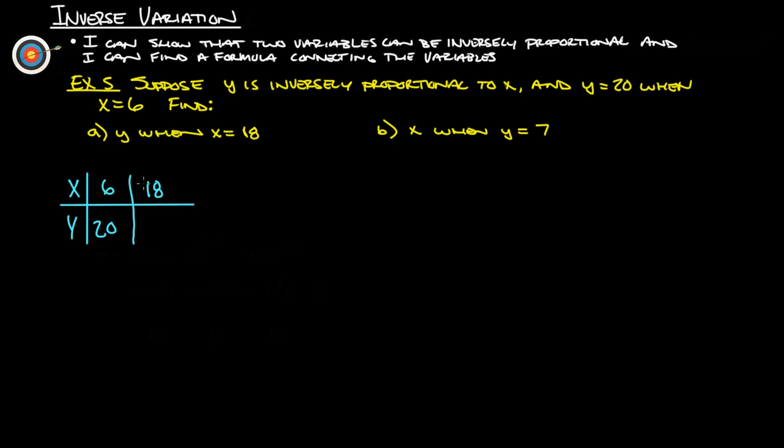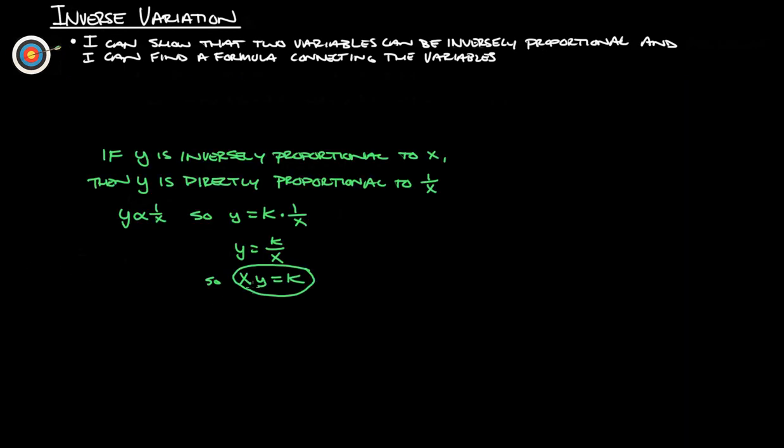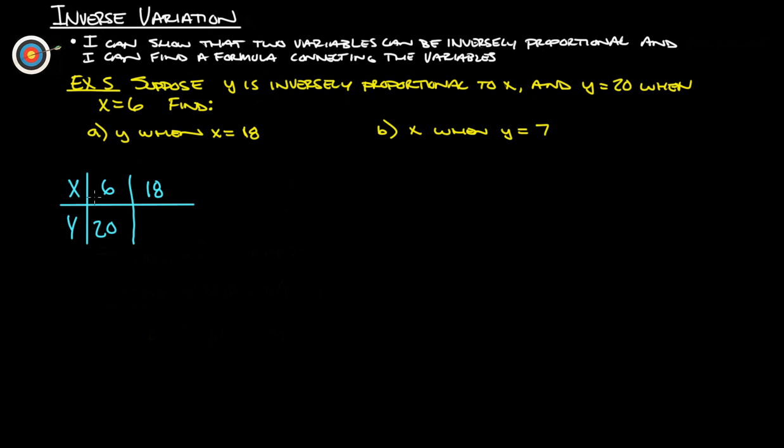Now, you can go through and do this whole inverse proportional thing, but here's the deal. If two variables are inversely proportional to each other, the fastest and easiest way is to multiply these two together, because we know that x times y will equal our proportionality constant. So we multiply x times y. 6 times 20 gives us 120.